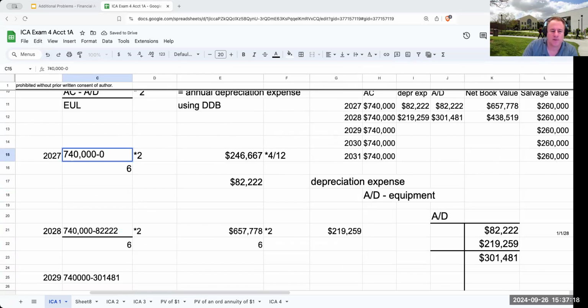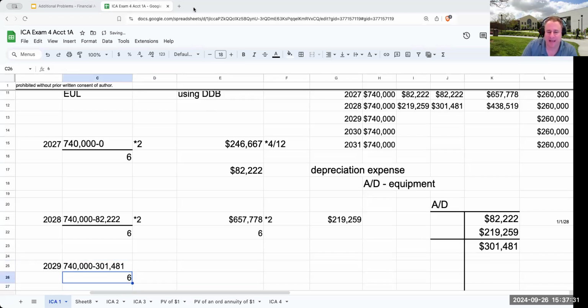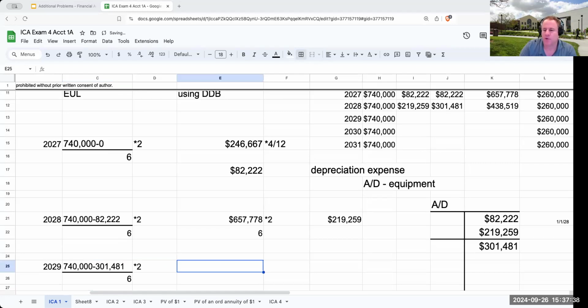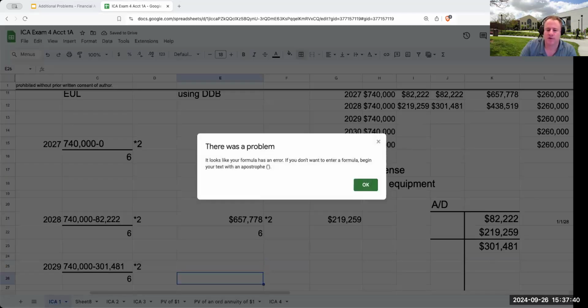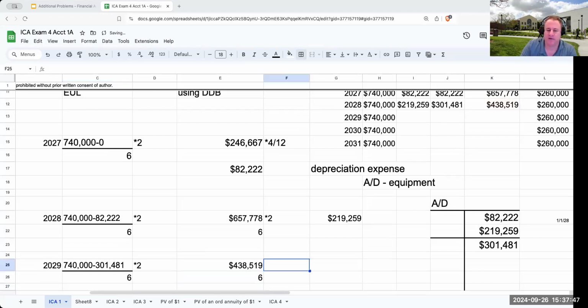Well, let's just put some commas in there to make sure we're doing this correctly. Okay. So we've got 740,000 minus the accumulated depreciation, or the total depreciation taken to date. We're dividing that value by 6 and then multiplying it by 2. So my value here will be 438,519 divided by 6 times 2.